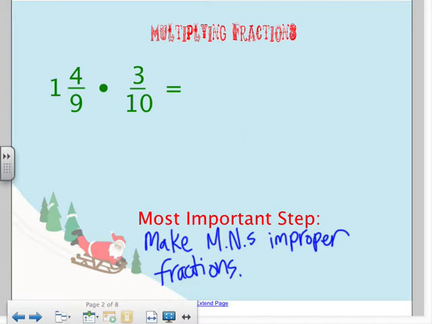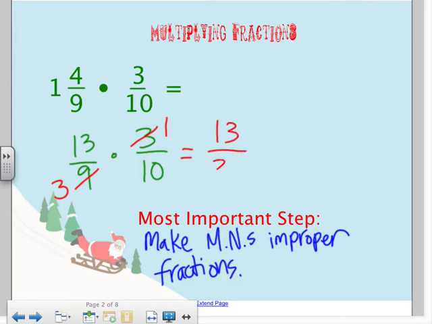So 1 and 4/9, that 1 is 9/9. It's 9/9 plus the 4/9 we already had. So that's 13/9 altogether, okay? So this one's 13/9 times 3/10. And at this point, it's exactly the same as we were doing before. You're just looking to see if you can simplify anything. I see 3 and 9 are both divisible by 3. And then you go ahead and you do your multiplication and you get your answer. So our answer for this one is 13/30.